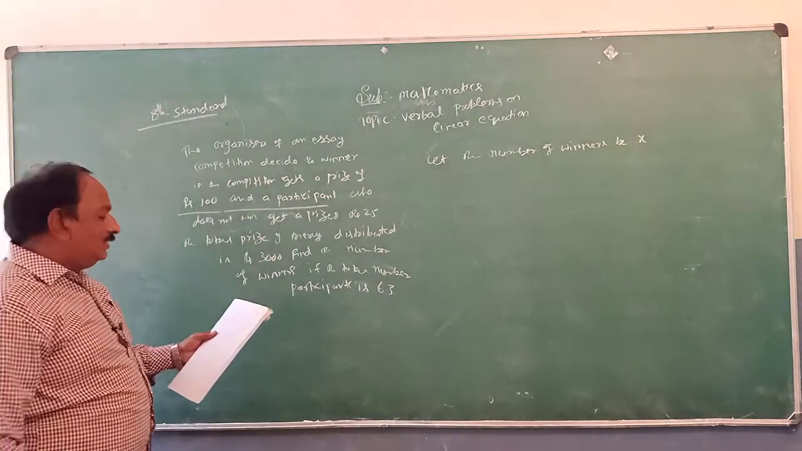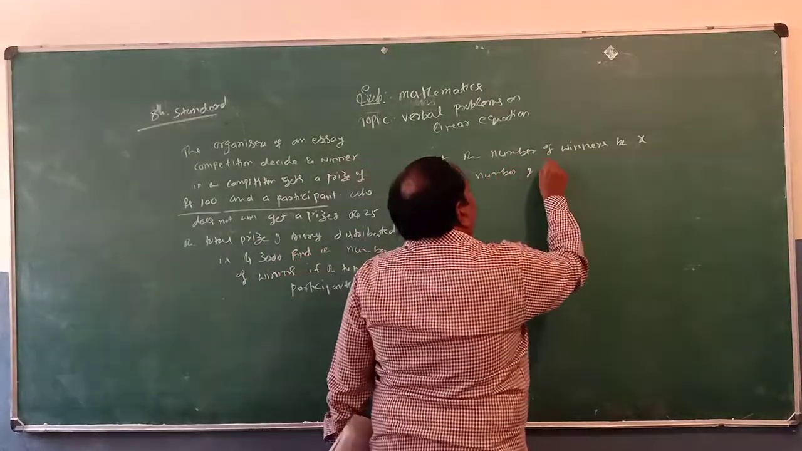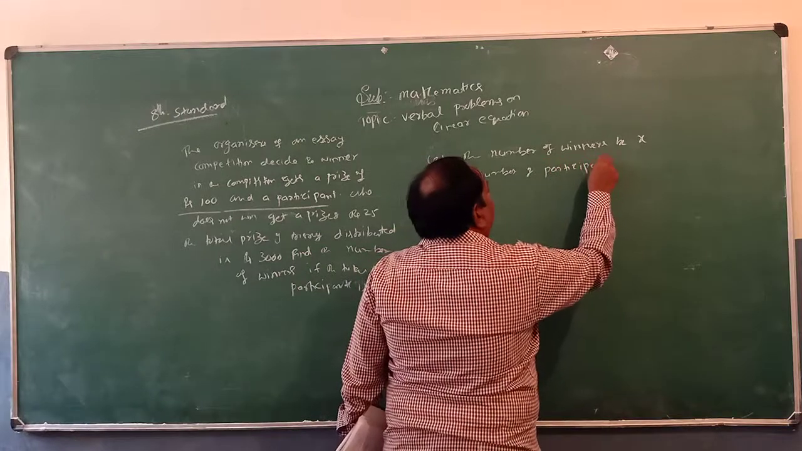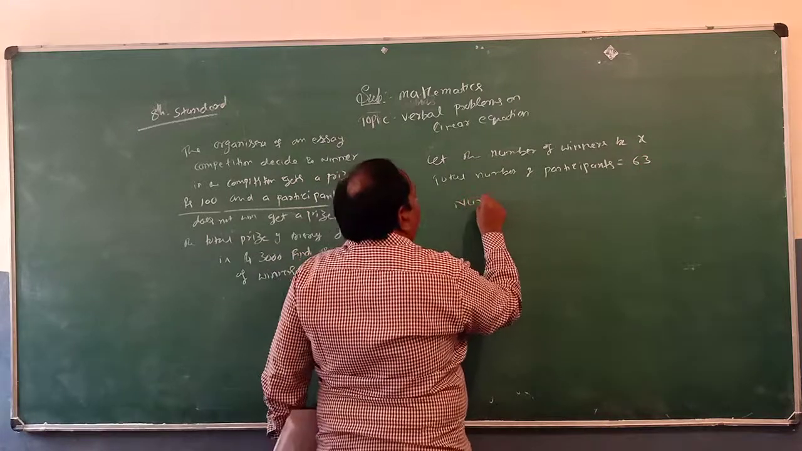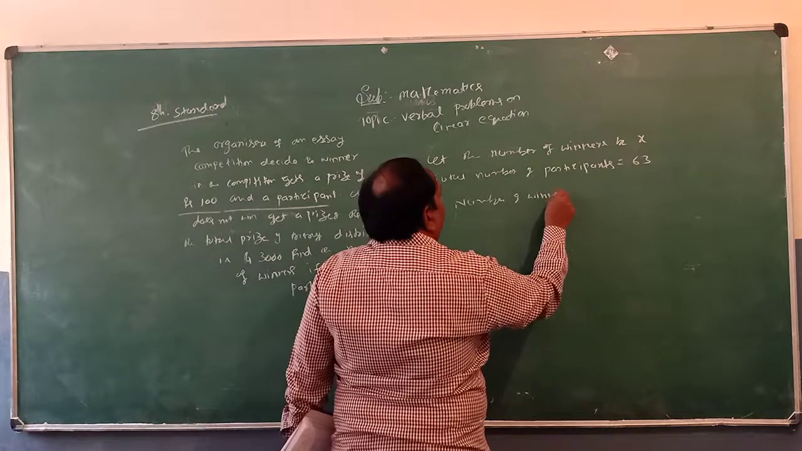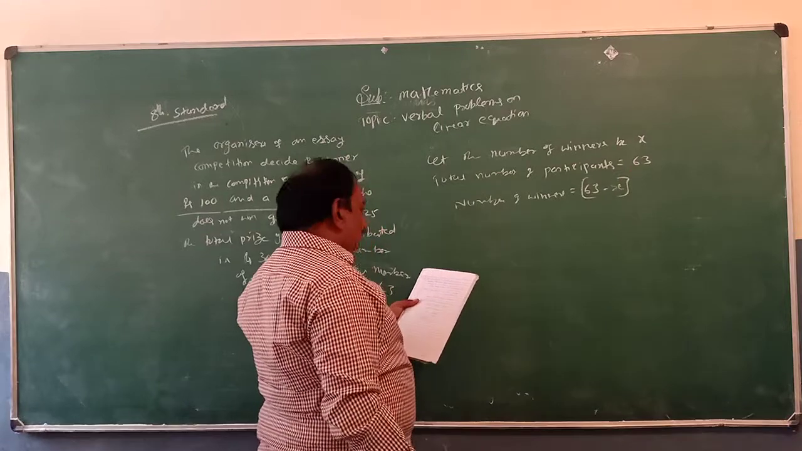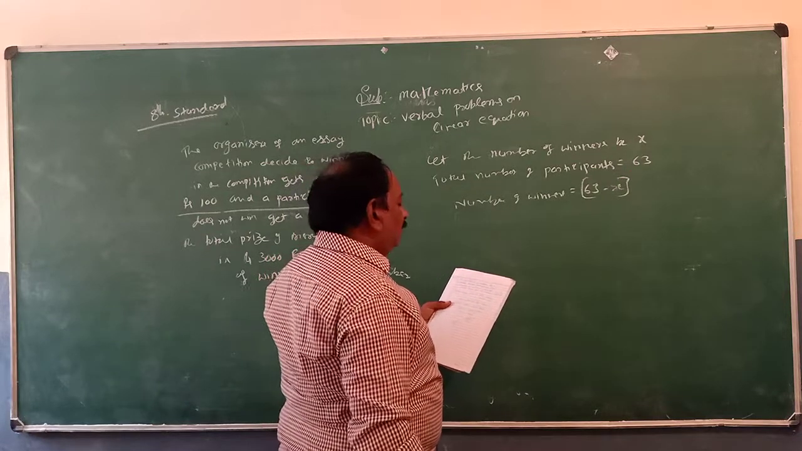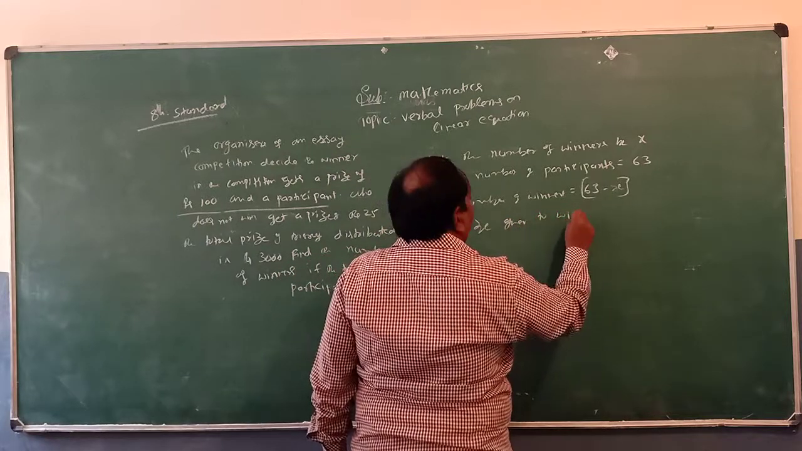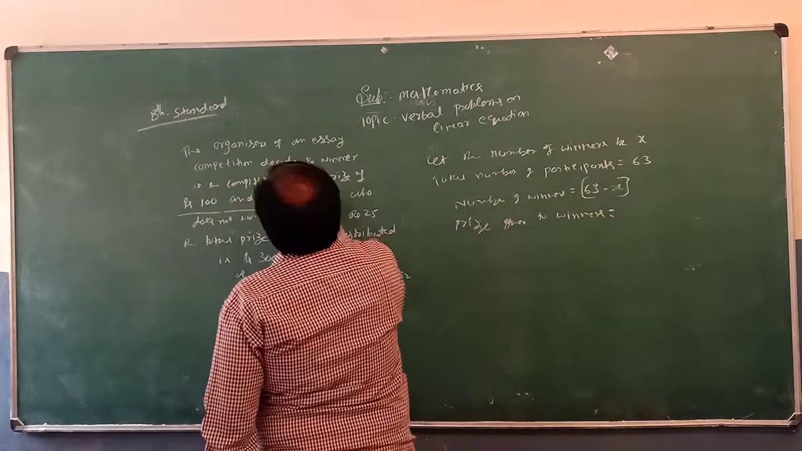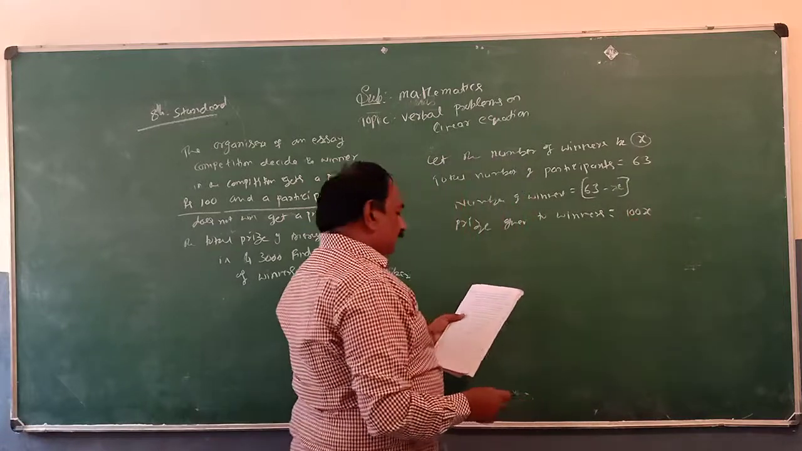Let the number of winners be x. Total number of participants is 63. Number of non-winners is equal to 63 minus x, total participants minus winners. Prize given to the winners: prize of rupees 100, winners are x, so 100x.